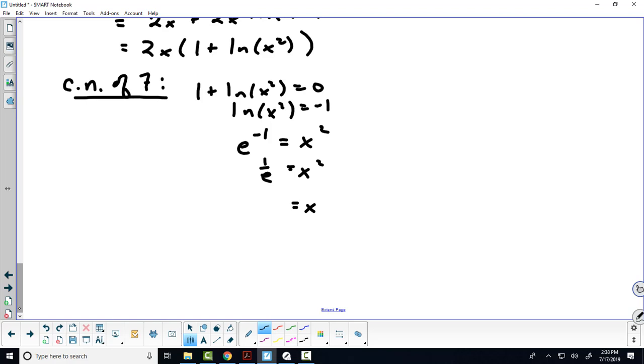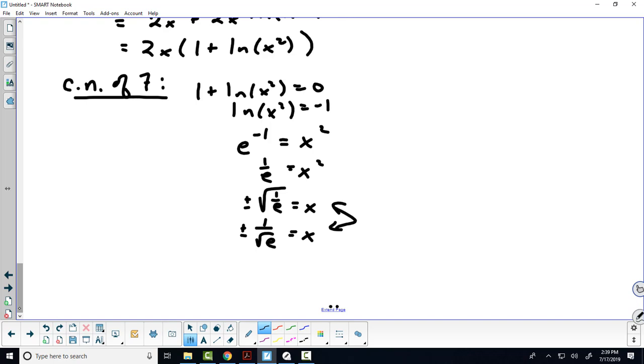So that would happen when x equals plus or minus the square root of 1 over e. Or we could write plus or minus the square root of 1 over the square root of e. Either of these is acceptable. Okay. So those are our critical numbers of f.